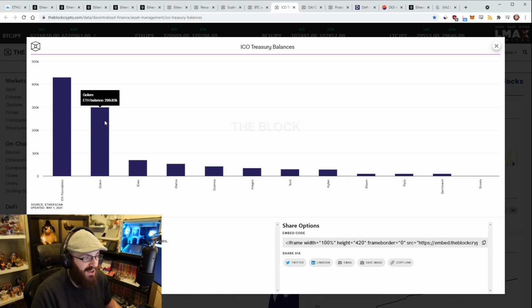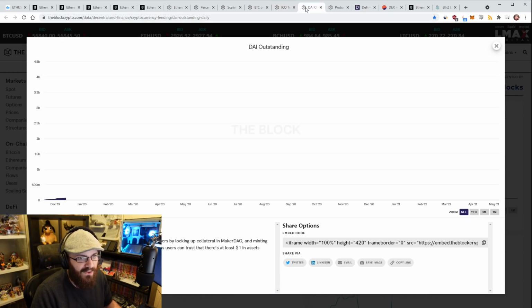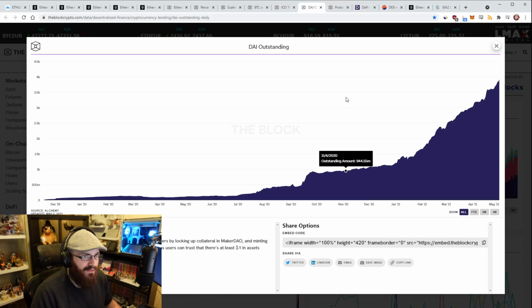So, yeah, I don't think I'll be revisiting this chart. I just wanted to show it because I haven't shown it before. But I still think it's very interesting to see how far we've come from the 2017 era of ICOs.